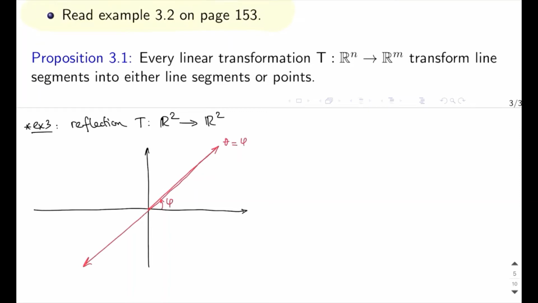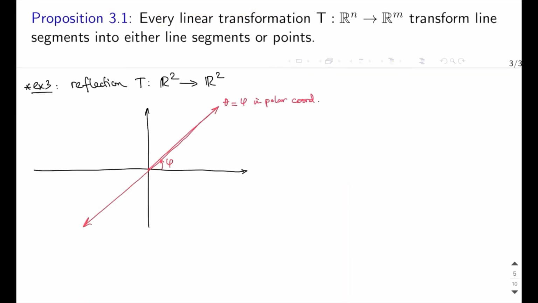Theta equals phi. It turns out that the equation y equals a times x is actually the same as y equals tangent of this angle phi times x. The slope a is the tangent of the angle formed by the line and the horizontal axis.